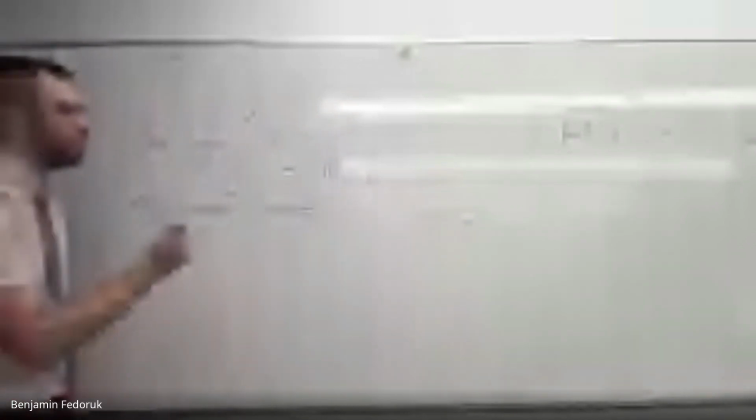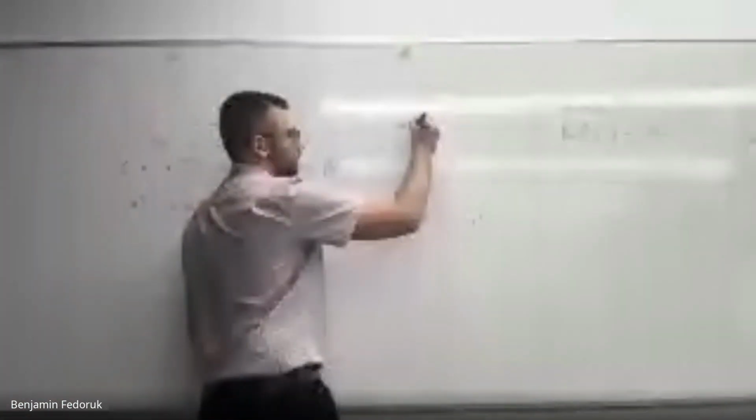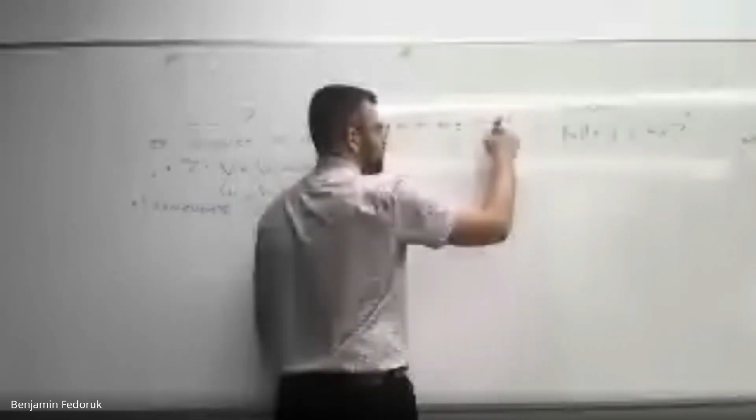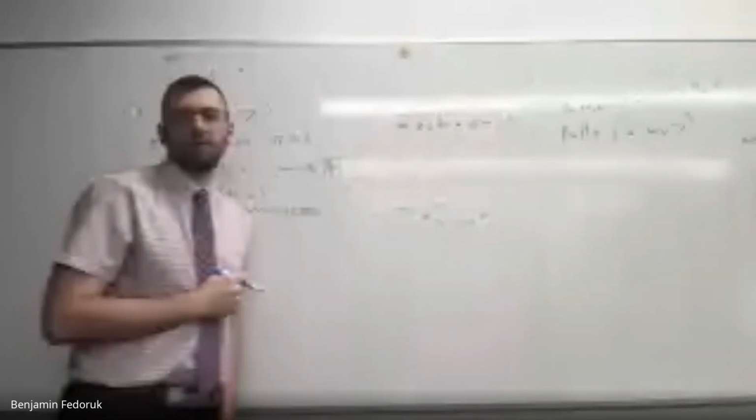What do I mean by conjugate? Does anyone know? In a complex number, the imaginary part, right? So if I have a complex number A plus iB, then the conjugate of that is A minus iB. You just flip the sign in front of the imaginary part.